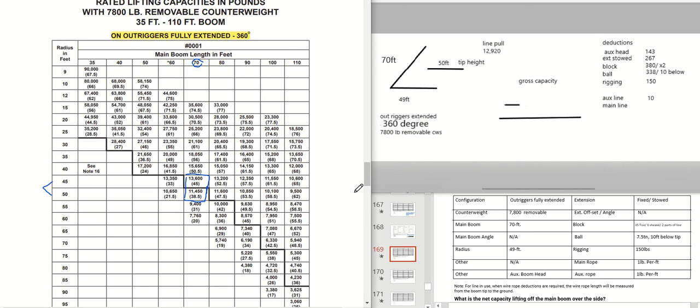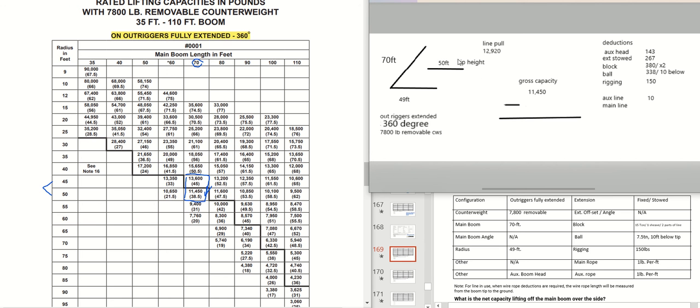So from there, we're going to figure out which one's the lowest. The lowest capacity chart is going to be the 11,450. Perfect. So now we got our gross capacity. Now we can go ahead and fill that in, our gross capacity. It's 11,450. That's our gross capacity.